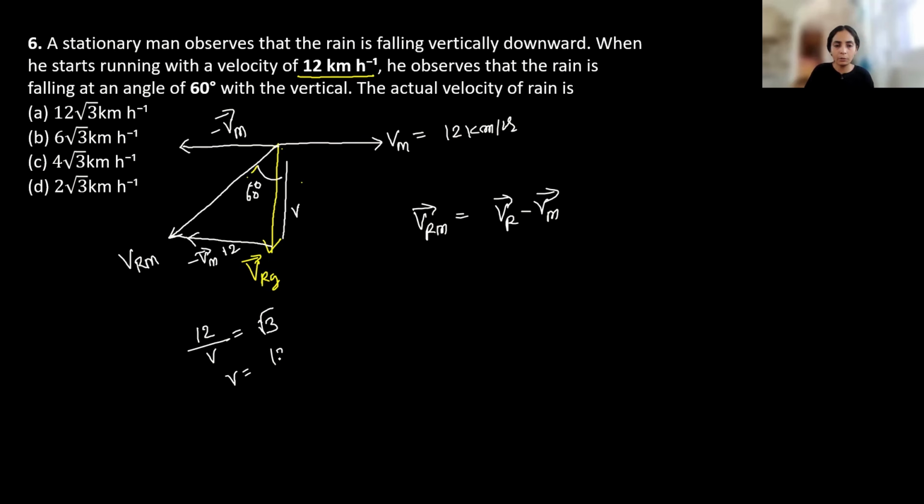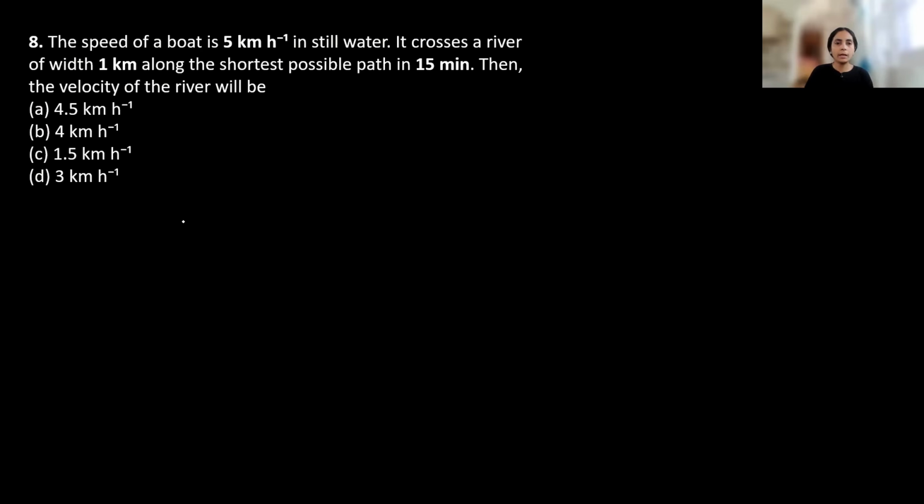So V is equal to 12 by root 3. So that will be 4 root 3 kilometer per hour. So ये आंसर कितना होने वाला है तुम्हारा? C will be the answer. Okay. चलो आगे बढ़ते हैं.